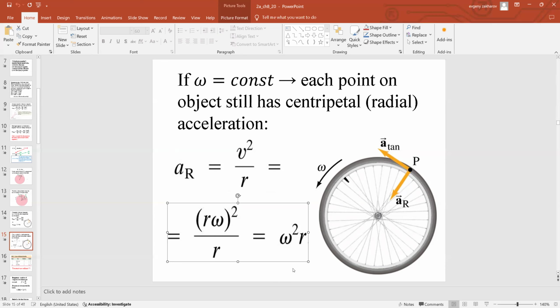And this is just a result of previous definitions and calculations. You can use it in your formulas without any proof, because this is pretty much the definition for centripetal acceleration.